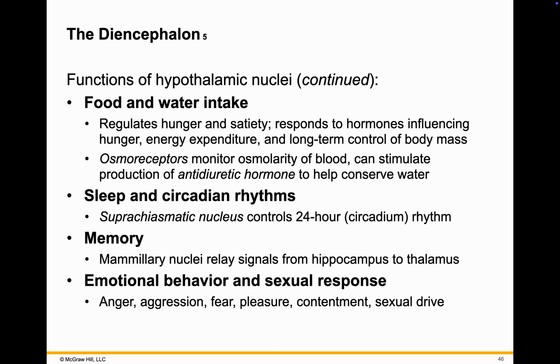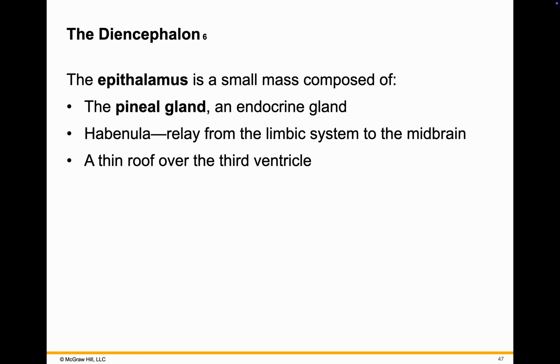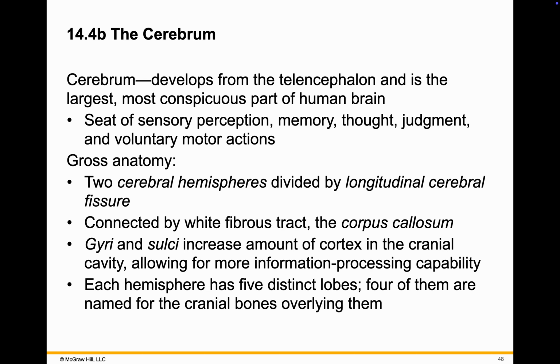The epithalamus is a small mass where we find the pineal gland, which is part of the endocrine system. We'll check that out in the second semester. The habenula is a relay for the limbic system to the midbrain, and there it forms a thin roof covering the third ventricle. The cerebrum develops from the telencephalon as the largest, most conspicuous part of the human brain.